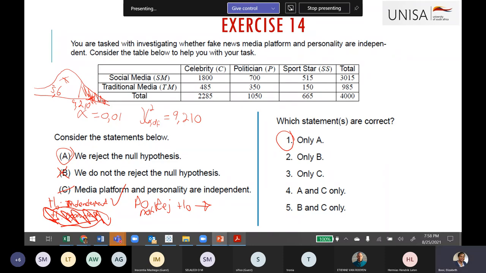Or we could have said it, because in statistical manner, we say it in that manner. In layman's terms, we can just say we do not reject the null hypothesis because fake news, media platform, and personality are independent. That would have been a straightforward answer, not a statistical answer. That is if we do not reject the null hypothesis, because then the null hypothesis is true. And here we're committing a type one error. We're not rejecting the true null hypothesis because it is true. It is what the researcher wanted to prove, that media platform and personality are independent.